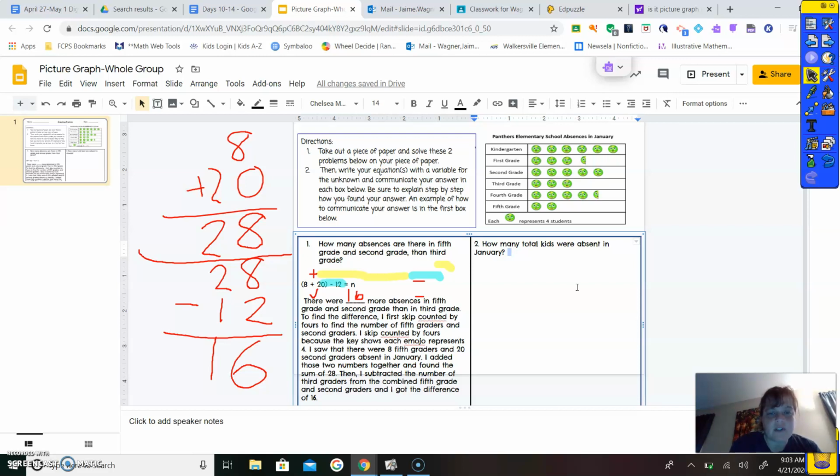To find the difference, I first skip counted by 4s to find the number of 5th graders and 2nd graders. I skip counted by 4s because the key shows each emoji represents 4. I saw that there were 8 5th graders and 20 2nd graders absent in January. I added those 2 numbers together and found the sum of 28. Then I subtracted the number of 3rd graders, which was 12, from the combined 5th graders and 2nd graders, and I got the difference of 16.